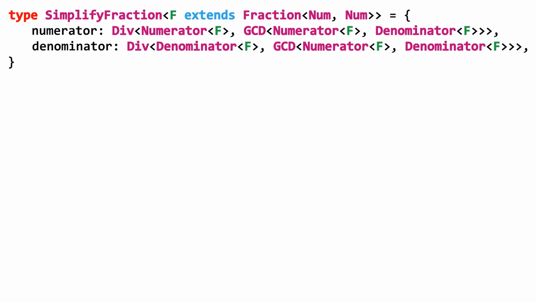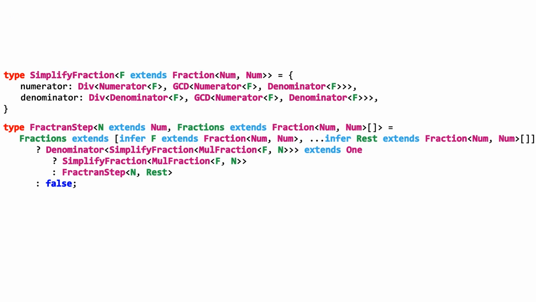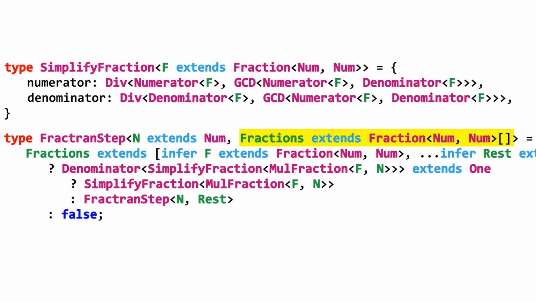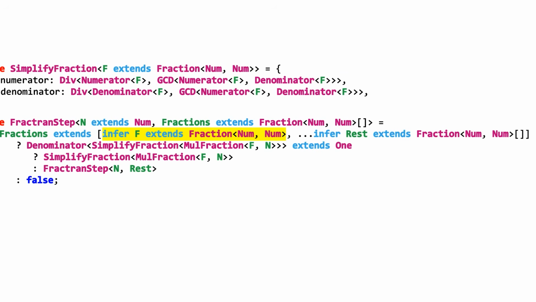Now that we have fractions, we can implement the Fractran step, which takes in n and a list of fractions. We take the first fraction f from the list and split it off from the rest. If the product of f and n has a denominator of 1, this step returns that product. Otherwise, it returns the Fractran step of n and the rest that we just split off, and checks the next fraction in the list. And of course, if our list of fractions is empty, we just return some sentinel value showing that the program ends, which in this case is just false.